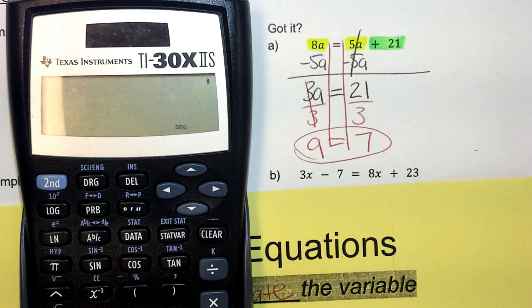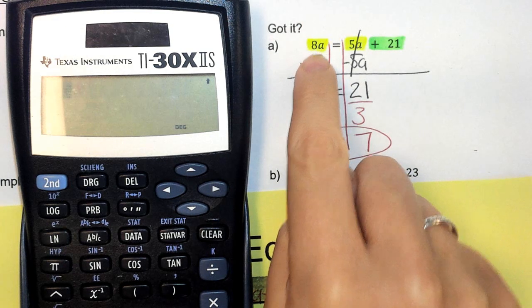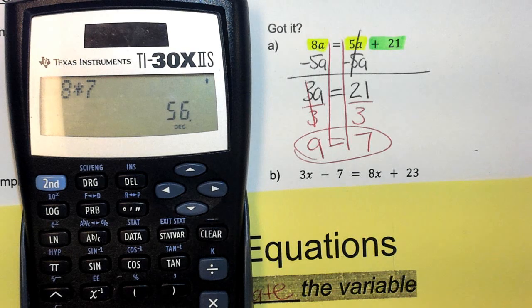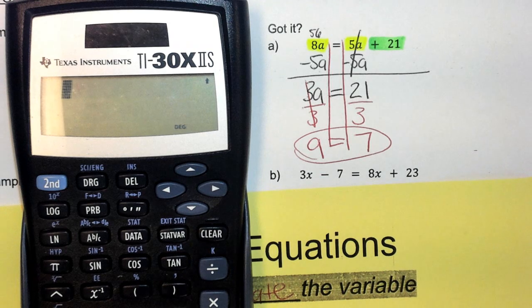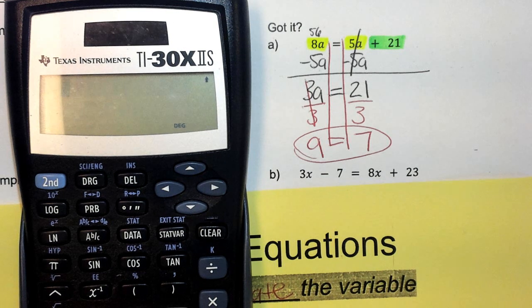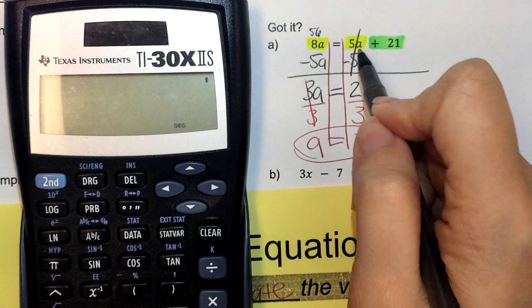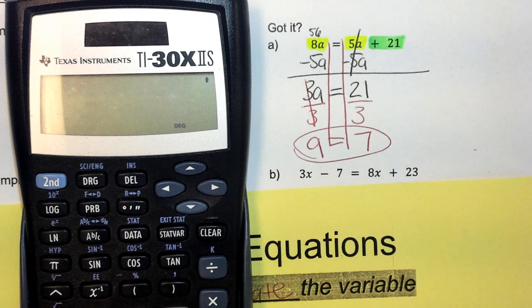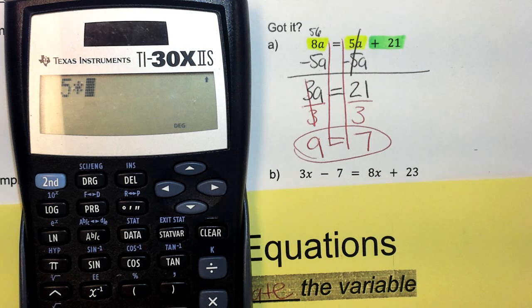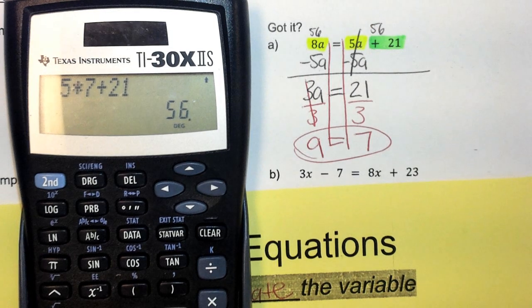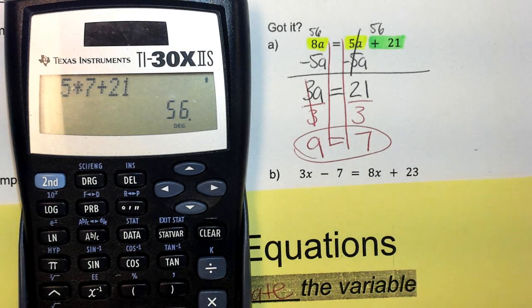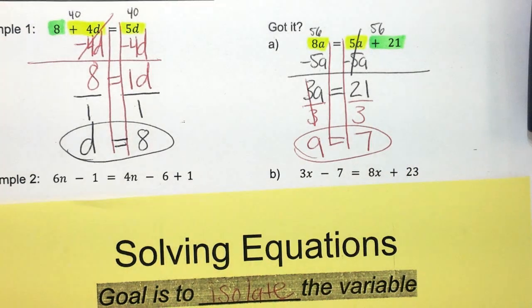Aiden. This one. 8 times 7. Very good. So that is 56. On the other side, how would I type it in? Mari Carmen. 21. Good. And I actually like to go left to right. So it's going to come out to be the same thing. But 5 times 7 plus 21. And I still get 56. So I know my answer is correct on that one. Good. Are there any questions on that one?